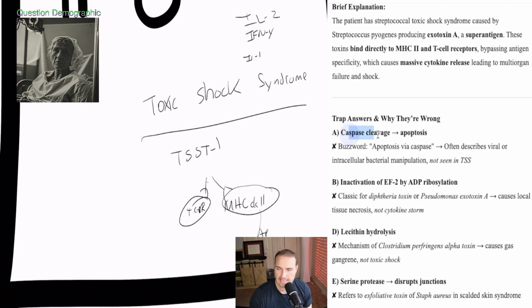Trap answers: caspase cleavage to apoptosis, definitely not toxic shock, that's like a viral bacterial manipulation. Inactivation of EF-2, that's diphtheria and Pseudomonas. Lecithin hydrolysis is Clostridium perfringens alpha toxin. Serine protease disrupting the junctions is exfoliative toxin of Staph aureus and scalded skin syndrome. So yep, it's the bacteria that makes your immune system go into overdrive.